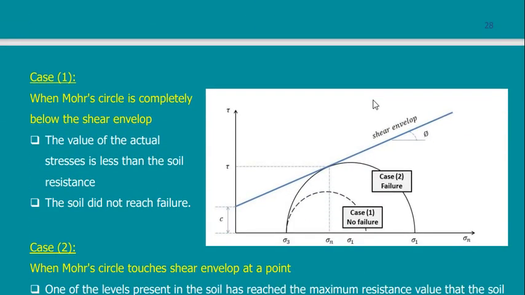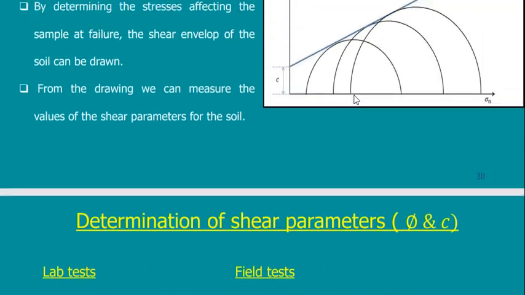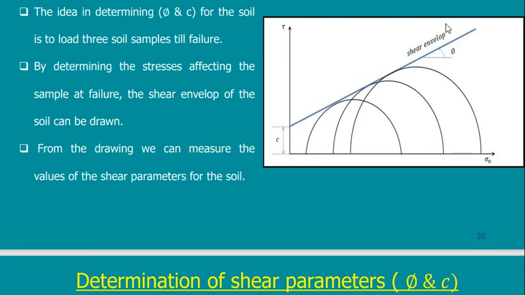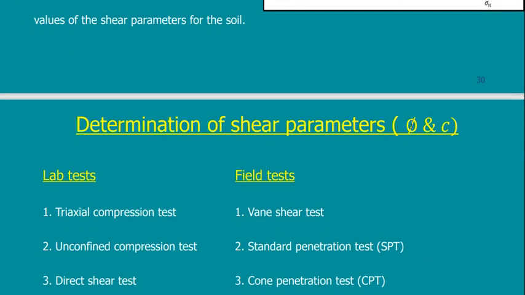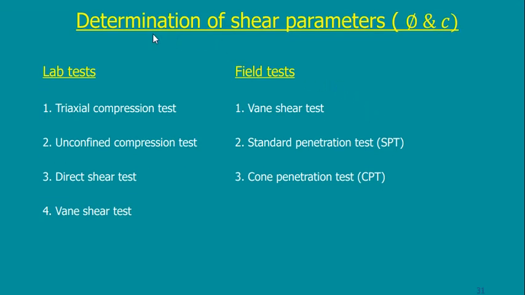We'll just skip. I think last time we said that this is the shearing envelope, or the line causing the failure, and these are the circles resulting from the tests that I will conduct in the lab for the sample that will be sheared to failure. How can I determine the shear parameters? This is the start of our lecture today. How can we determine the shear parameters C and phi?